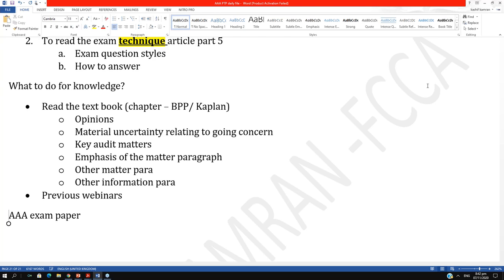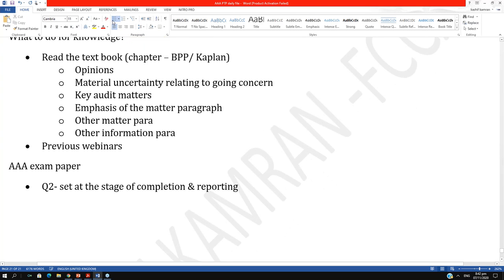in the AAA exam paper, question number 2 of your paper is set at the stage of completion and reporting. Now, when you know that question number 2 is a static question, at the stage of completion and reporting, right? So you should be strong on reporting, because in every exam sitting, you will get a question on reporting. You should be strong on reporting.